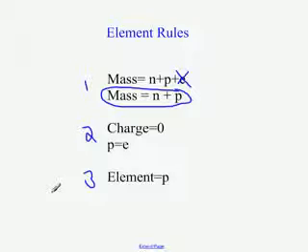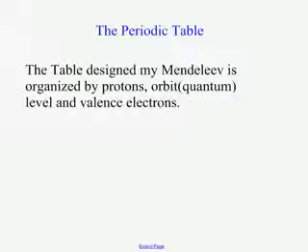If it had a different number of protons, if it had 7, it wouldn't be carbon anymore. It'd be the next element. It would be nitrogen.